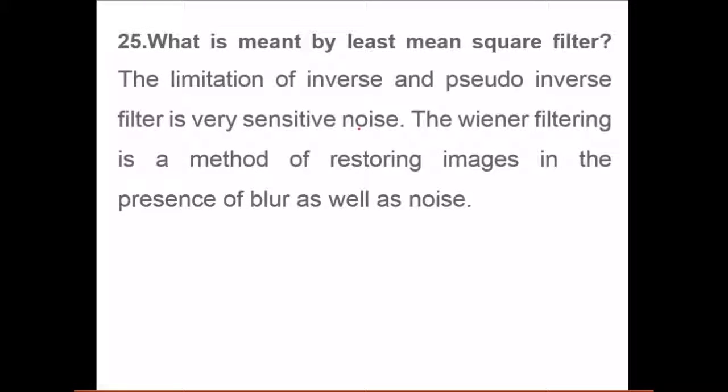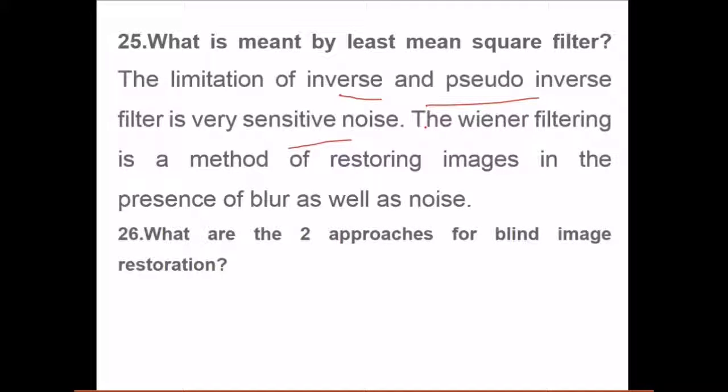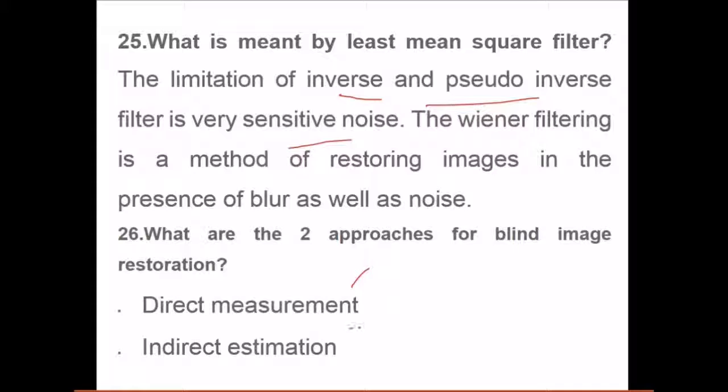What is meant by the least mean square filter? The limitation of inverse and pseudo-inverse filters is that they are very sensitive to noise. So Wiener filtering is a method of restoring the image in the presence of blur as well as noise. Okay, so this is how the least mean square filter works. What are the two approaches for blind image restoration? It is direct measurement and indirect estimation.